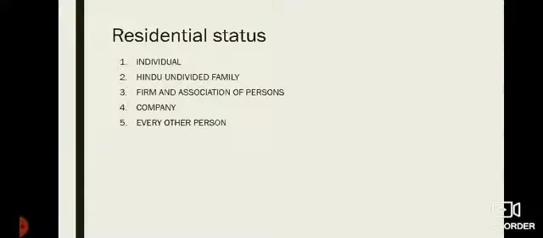We have different kinds of assessees whose residential status can be determined. And who are those other than individuals whose residential status can be determined? They are Hindu undivided family, firm and association of persons, company, and every other person. Residential status of different kinds of assessees is determined, such as individual, Hindu undivided family, firm and association of persons, company, and every other person.